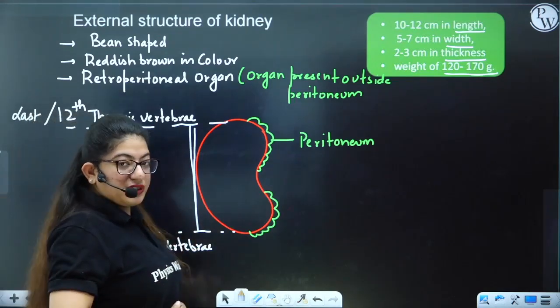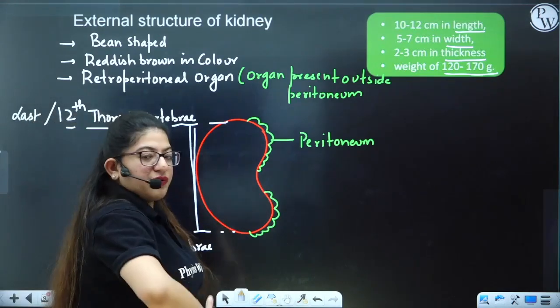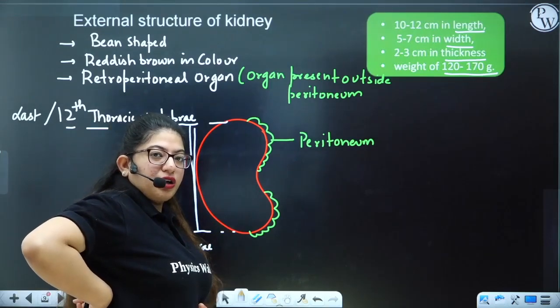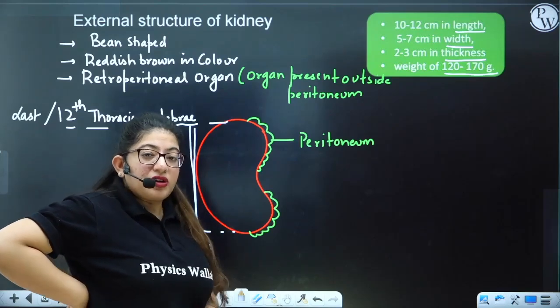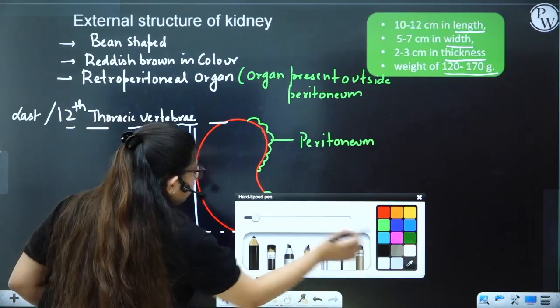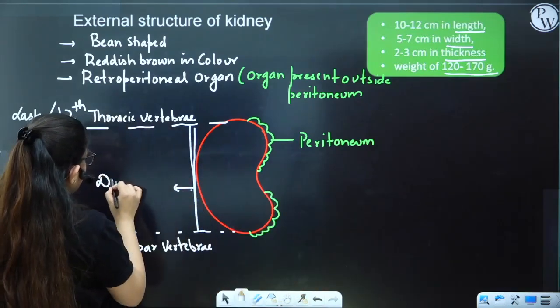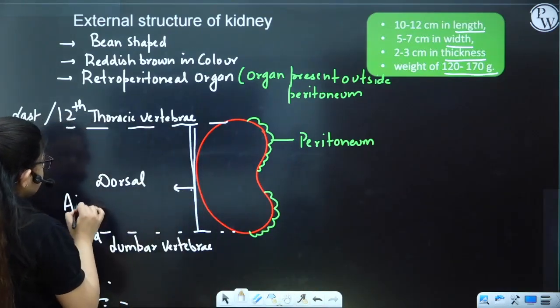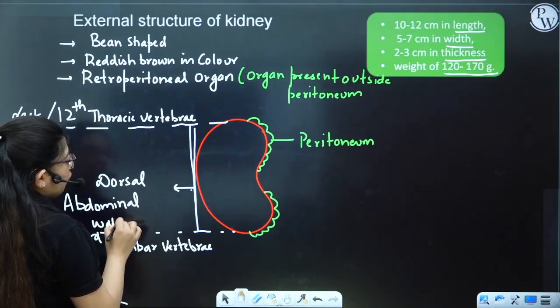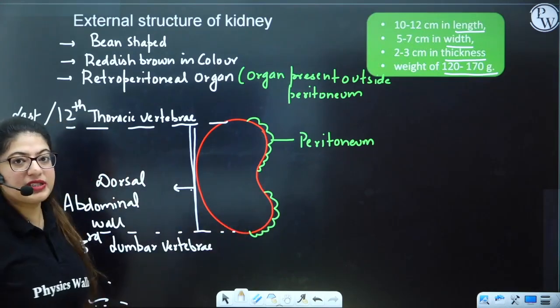For example, if this is my abdomen, this side is the ventral side, this side is the dorsal side. My kidney will be directly attached to the dorsal body wall because it is present outside the peritoneum. So this is the dorsal abdominal wall. On one side it is directly attached to the abdominal wall, and on the other side, what is present? Peritoneum is present.